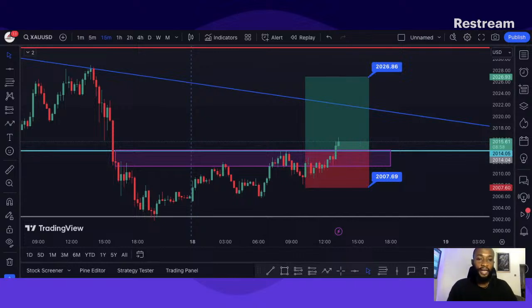So I think that is it, guys. Let's stop here. I think I've explained the reason why I'm taking this trade here. If anybody has any question, you can still ask. So let's see how this trade will play out, guys.